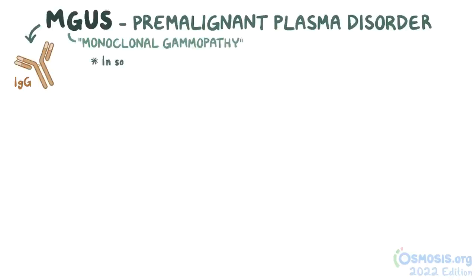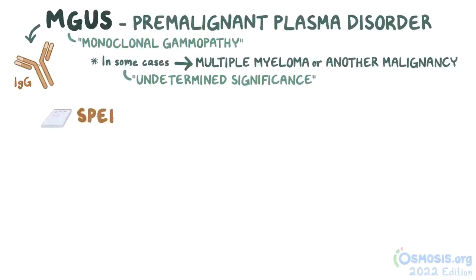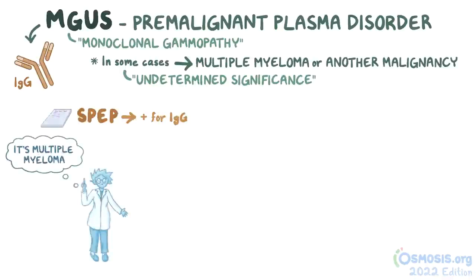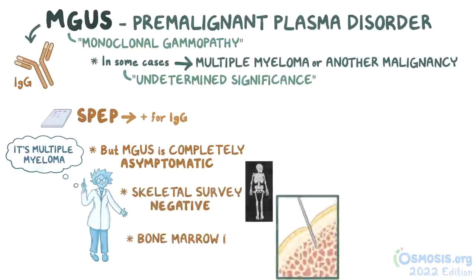Moving on, MGUS is a pre-malignant plasma cell disorder that makes an M protein which is usually IgG, so calling it monoclonal gammopathy makes sense. In some cases, it leads to multiple myeloma or another malignancy, but it doesn't always, so that's why there's a term undetermined significance. Classically, patients are SPEP positive for IgG, so you might instinctively think, oh, it's multiple myeloma. But the difference is that MGUS is completely asymptomatic. The skeletal survey is negative, and a bone marrow biopsy will show less than 10% plasma cells.